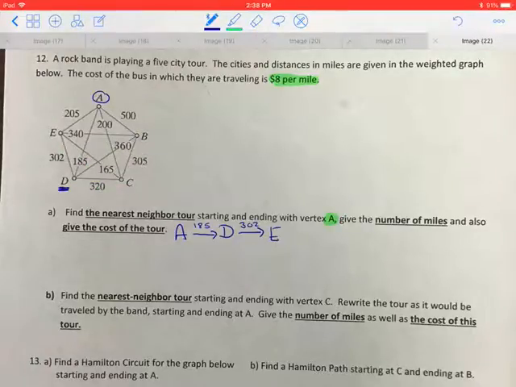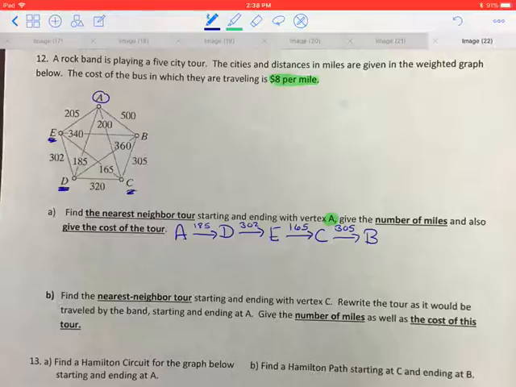Okay, so now I've been to A, D, and E. So from E, I only have 2 options. It looks like C is the cheaper of the 2 options, so I'm going to go to C next, and that'll be a weight of 165. Now at this point, I have been to every city except for B, so I don't really have an option now. I have to go to B, and that has a weight of 305.